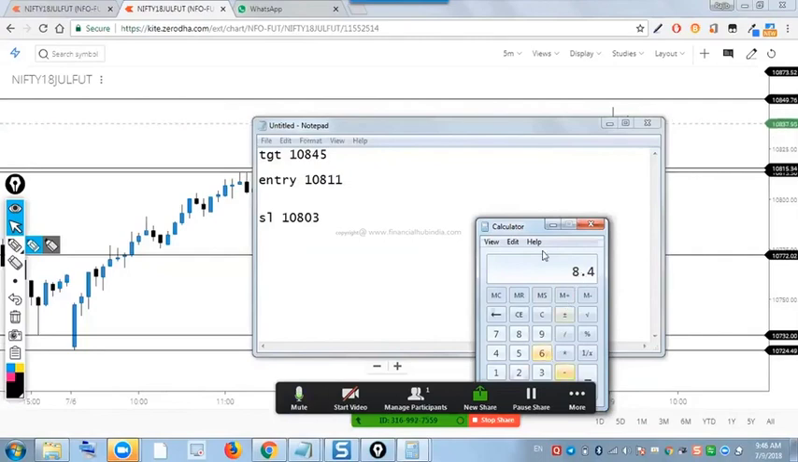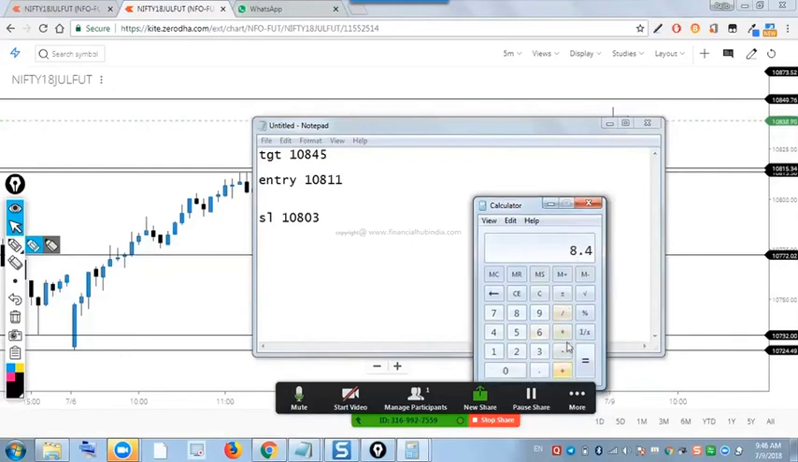8, and what you'll have to do is add it to the stop loss 10803 when it's a buying order. When it's a sell order, you'll have to subtract. So it becomes 10811.40. So you can enter the trade at 10811.40. Okay, so we are getting a stop loss of 8 points. And what is the difference between 11 and 45? 10845 minus 10811.40 is 33.